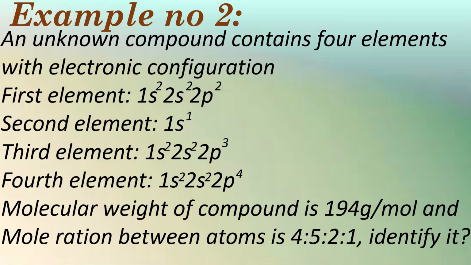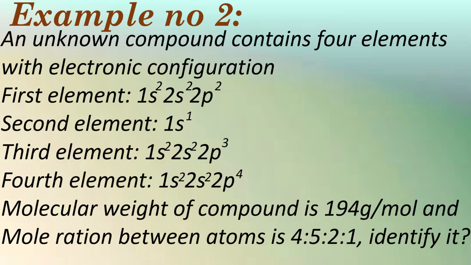Example number 2. An unknown compound contains 4 elements with electronic configuration. First element 1s2, 2s2, 2p2. Second element 1s1. Third element 1s2, 2s2, 2p3. Fourth element 1s2, 2s2, 2p4. Molecular weight of the compound is 194 gram per mole and the mole ratio between atoms is 4 is to 5 is to 2 is to 1. Identify the compound.